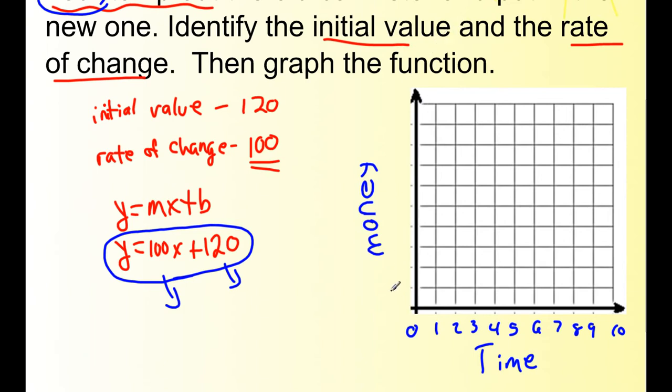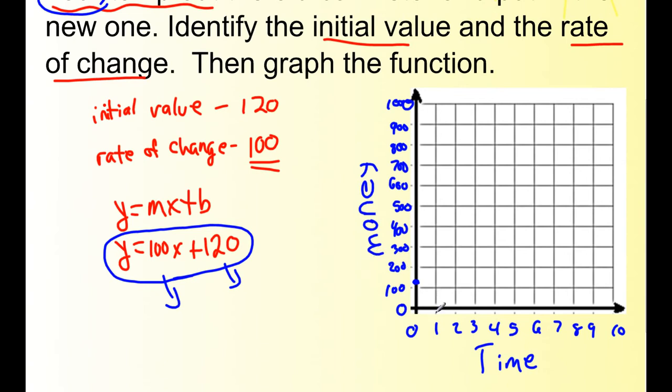Here's what I'm going to do. I'm going to count by hundreds. 100, 200, 300, 400, 500, 600, 700, 800, 900, and 1,000. So now my initial value at 120 would be roughly right about here, just above 100. So at time 0, cost 120 bucks before he even starts working.